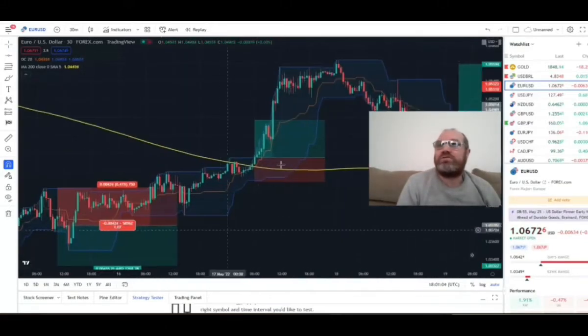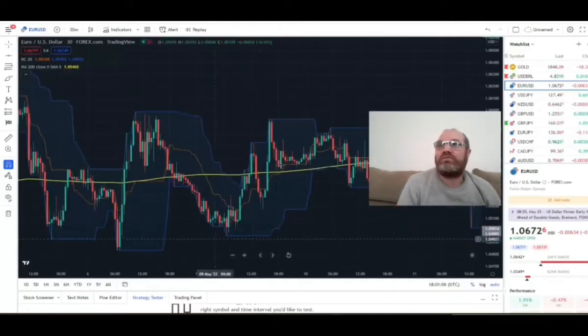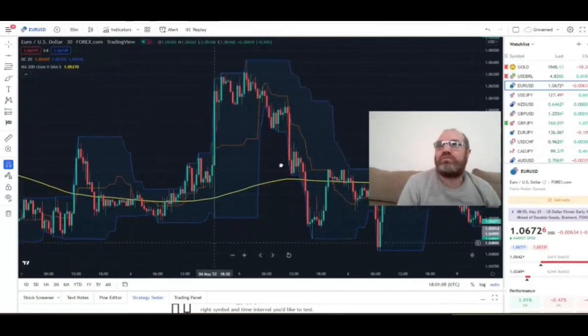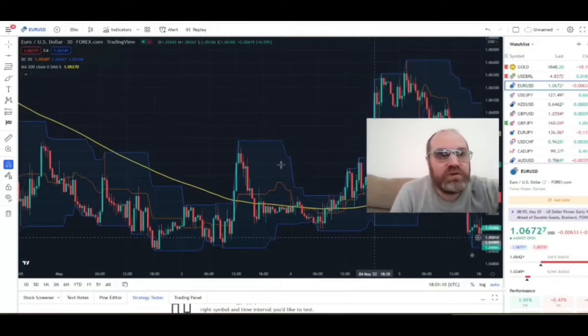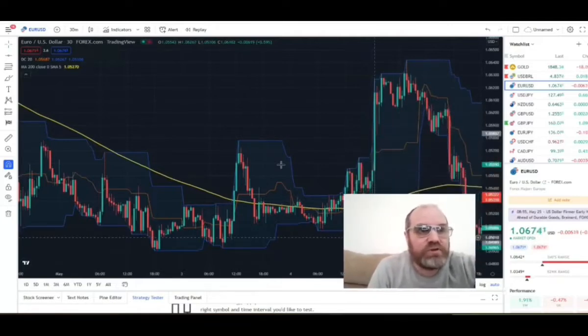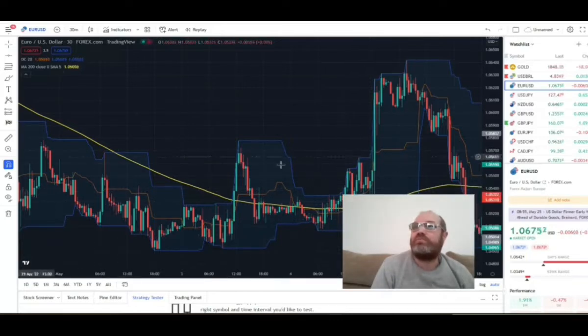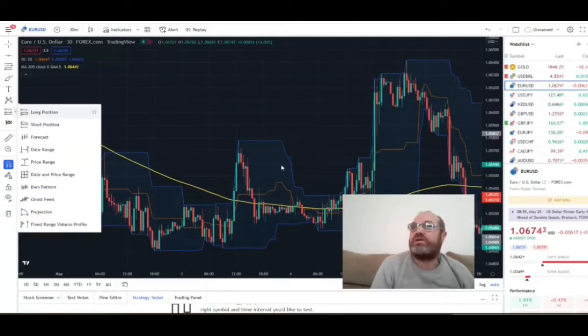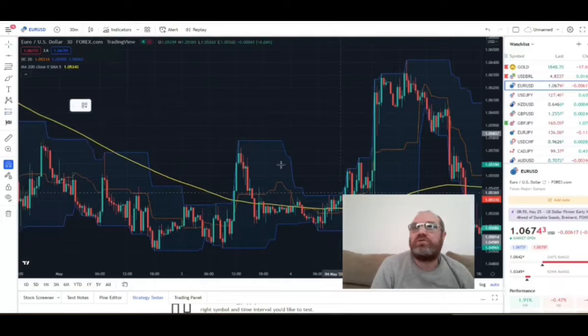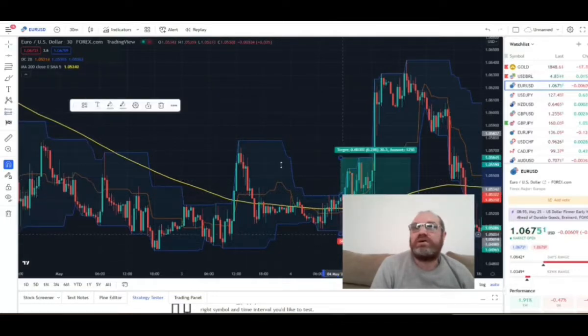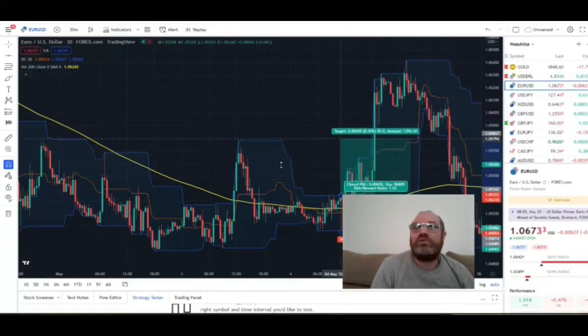So let's go more back to see if we can find one more example. Yes, right here. You can see we here crossed, we are above. We take a trade right on this one here. We take a stop loss right below the low line here. And we go 1.5 up. And as you see, it's a winner.